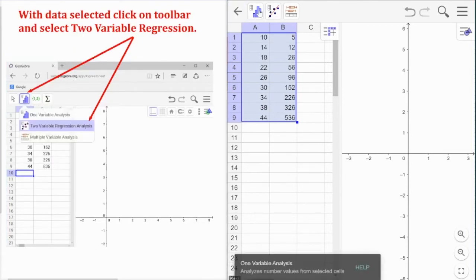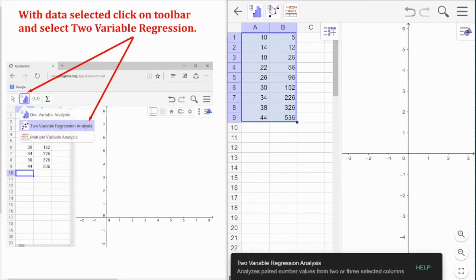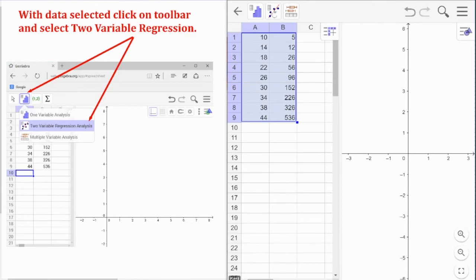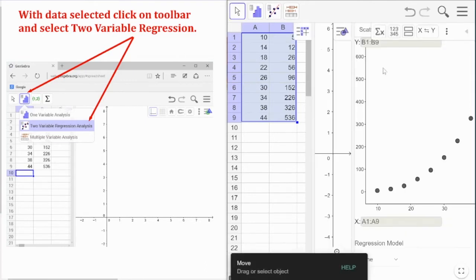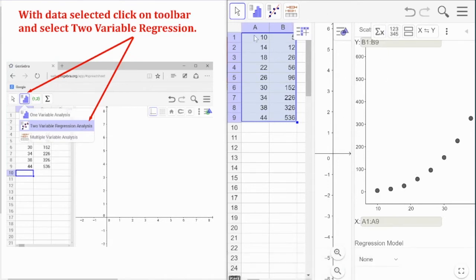And next we want to click this toolbar. And then next to it here is what's called the two-variable regression. That's the one that we want, the two-variable regression analysis. And we see it opened up a window over here on the side. And we've got all of the points plotted. So it took the A column as the X value of the points and the B column as the Y value for the points.